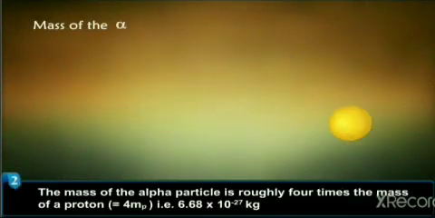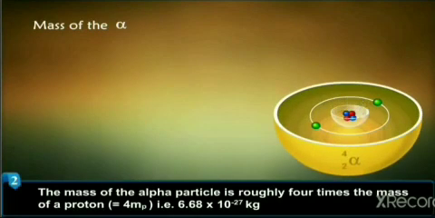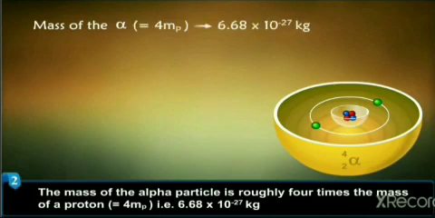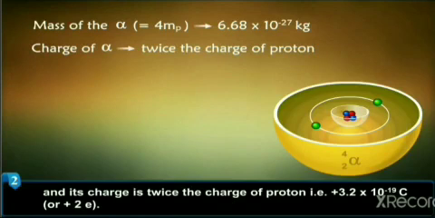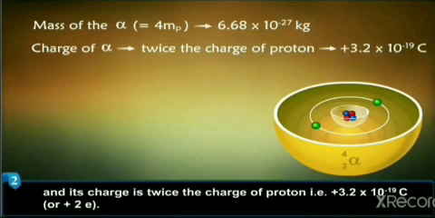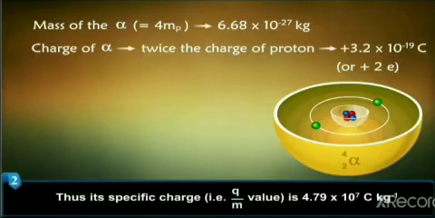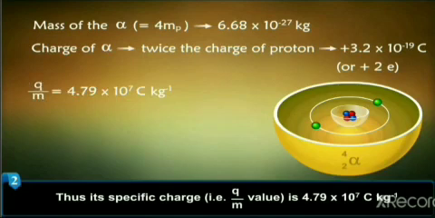2. The mass of an alpha particle is roughly 4 times the mass of a proton, that is 4 mp, which is 6.68 × 10^-27 kg, and its charge is twice the charge of a proton, that is +3.2 × 10^-19 coulomb, or +2e. Thus, its specific charge, that is q/m value, is 4.79 × 10^7 coulomb per kg.